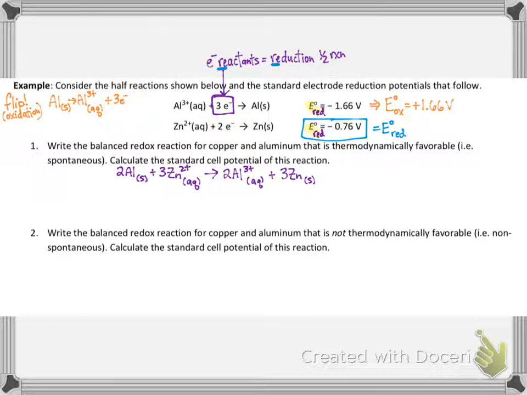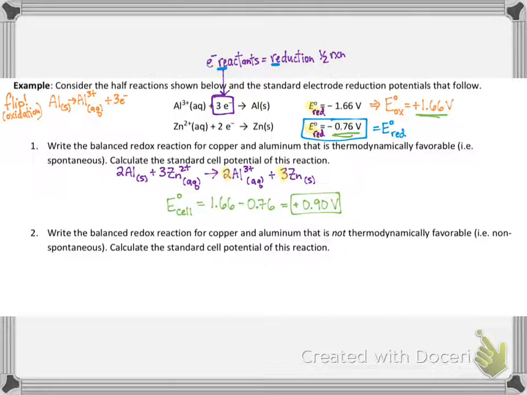The last step is to calculate the standard cell potential, and that's the easiest part. To find the cell potential, you're literally just adding your reduction potential and your oxidation potential, and that's it. Notice, I am not multiplying them by 2 or by 3, even though I had to multiply to balance my reaction, because your cell potential is an intensive property. And this is a great place to make sure you're doing it right, because remember, this was thermodynamically favorable, so we should have a positive cell potential, and we did.